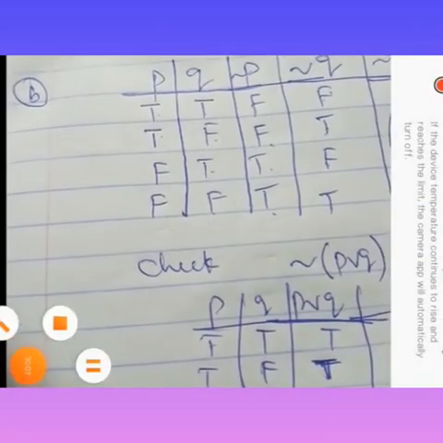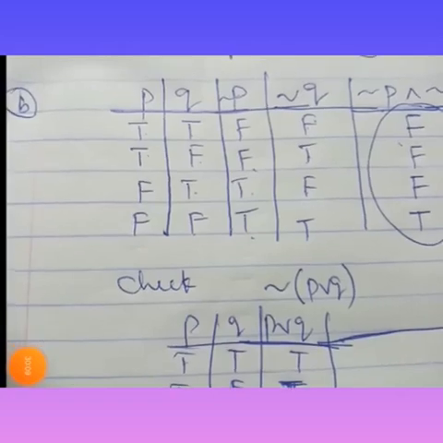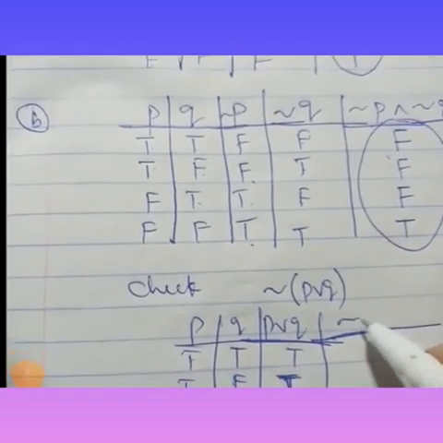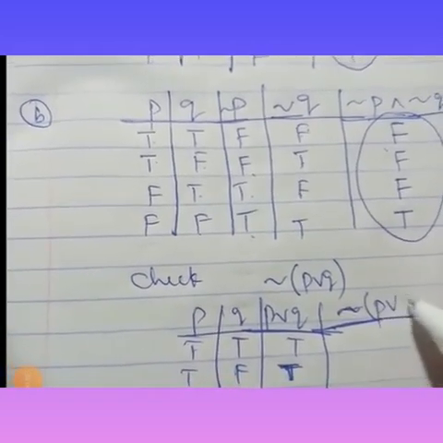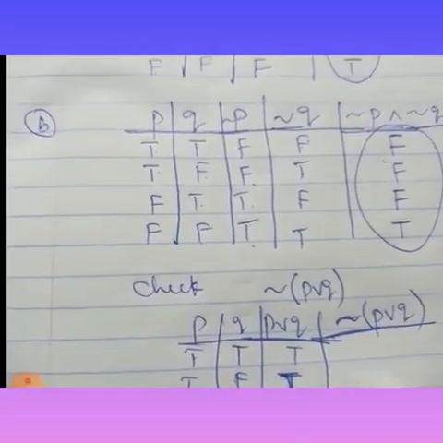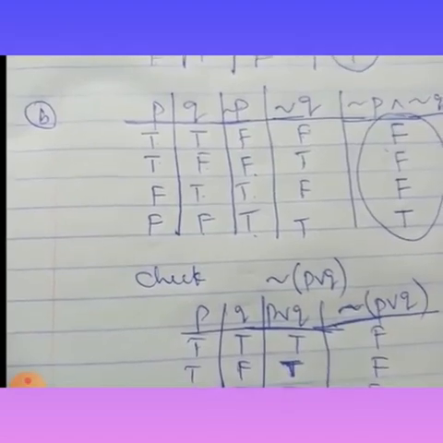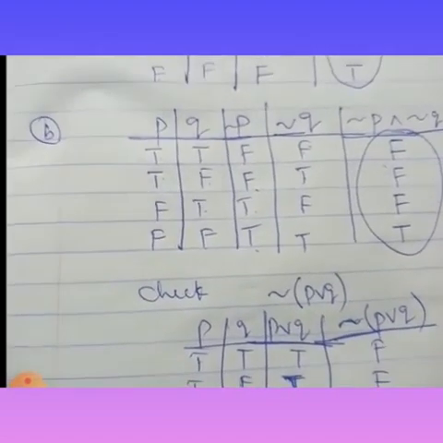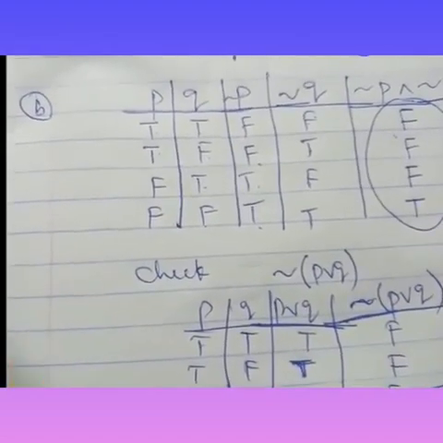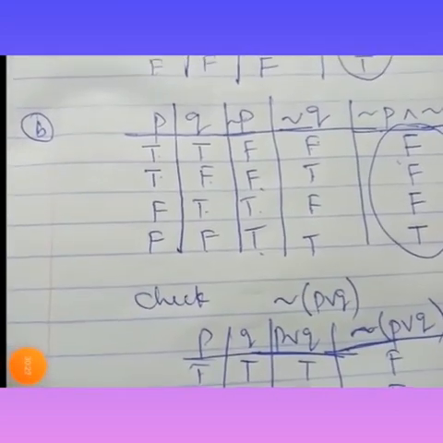Okay. So the negation of P or Q, that's the opposite, will be false, false, false, true. Because you can see that they are logically equivalent.